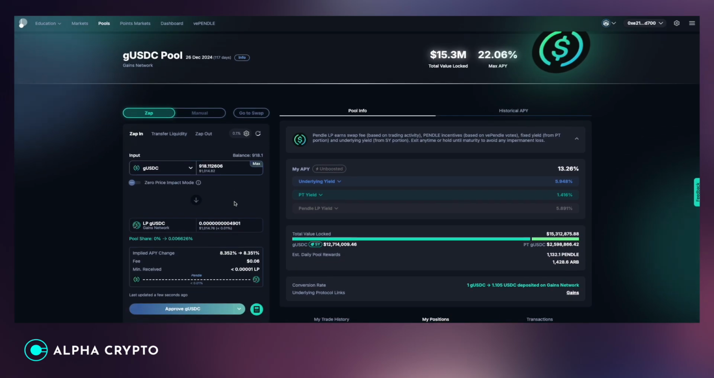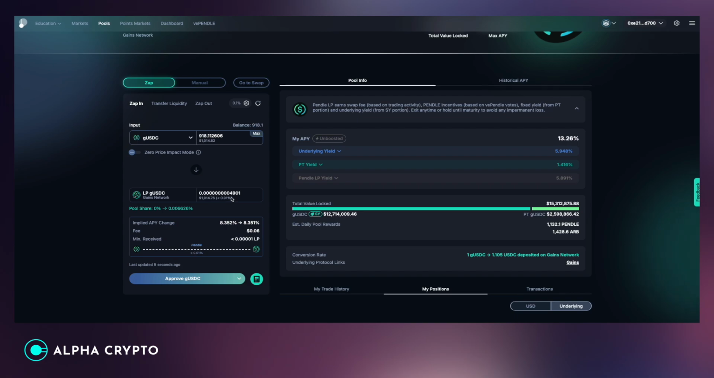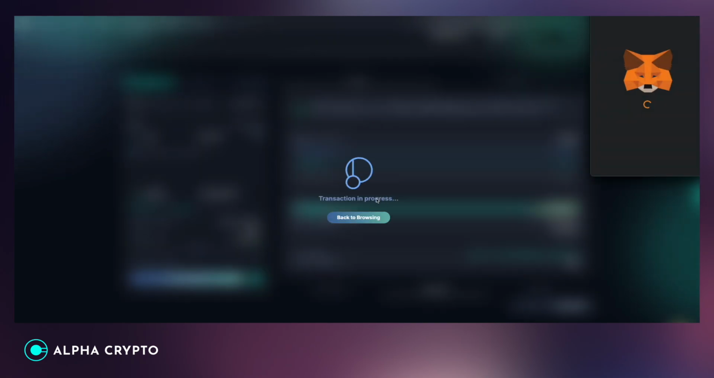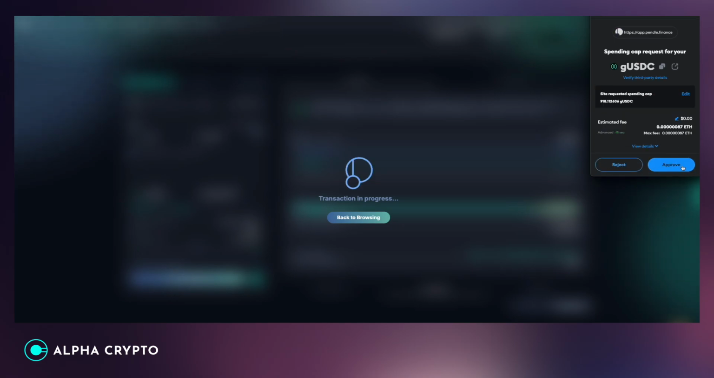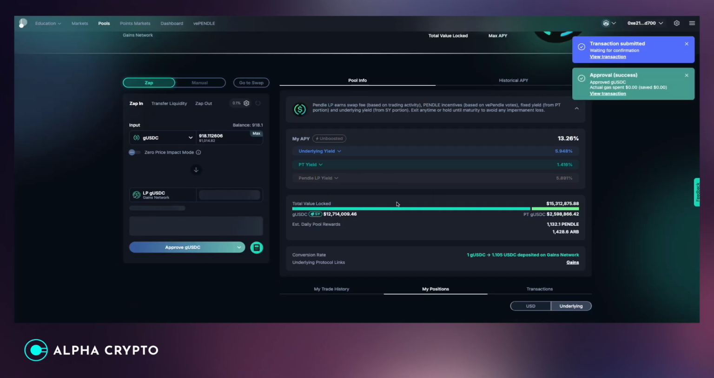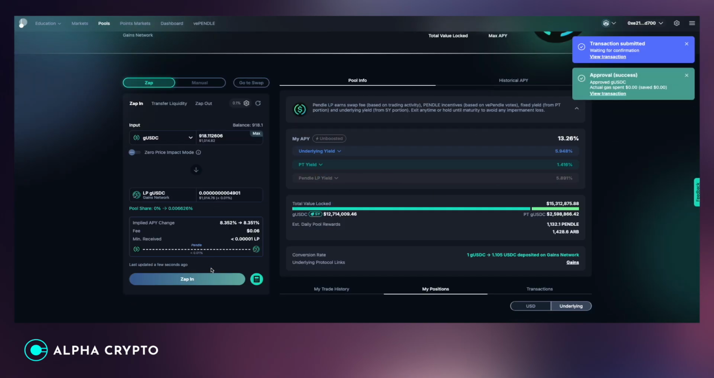And the process was about 20 minutes actually, so I've taken that all out and edited this video. And you can see me just approving this GUSDC so I can start staking into this new pool. The transaction went pretty smoothly, and all the fees were pretty low, especially being on Arbitrum.